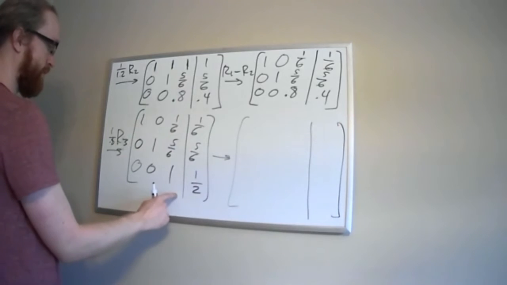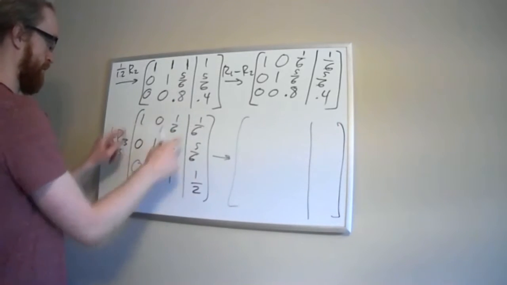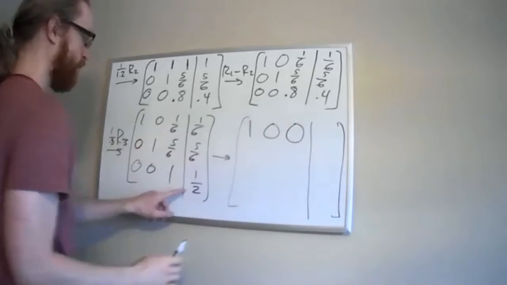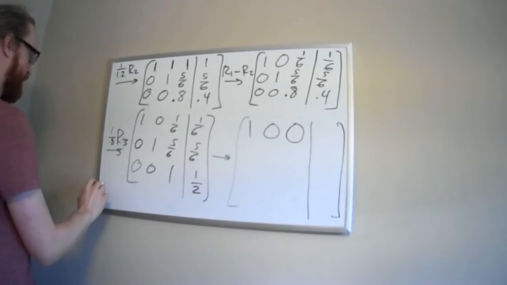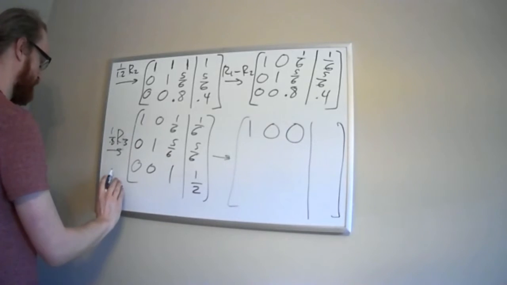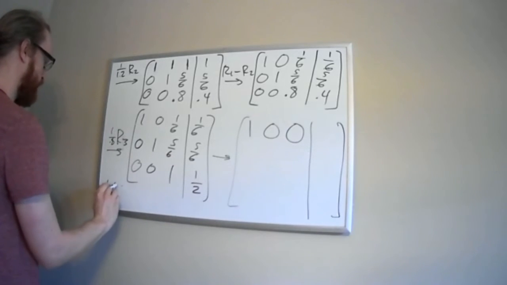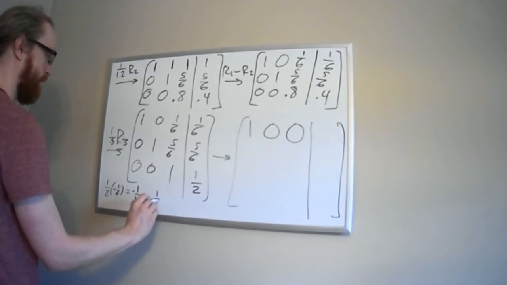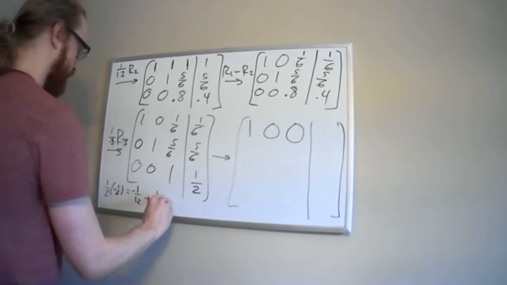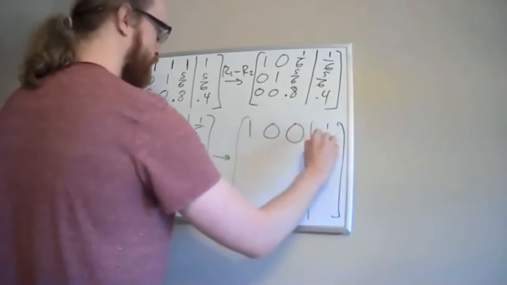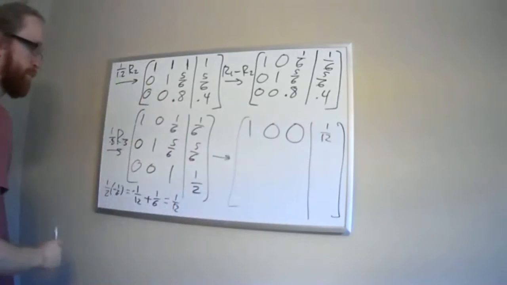So if I take negative 1/6 times the third row and add it to the first row, I'm going to get 1, 0, 0. And then what's 1/2 times negative 1/6? 1/2 times negative 1/6 is negative 1/12. And then I need to add to that 1/6. And I think the answer here then is 1/12.